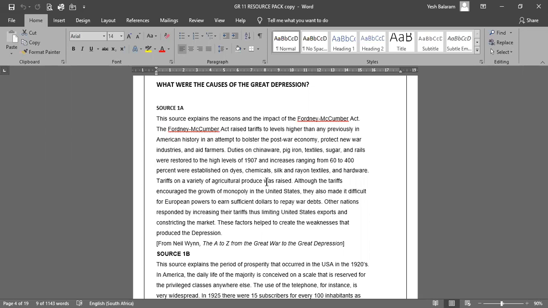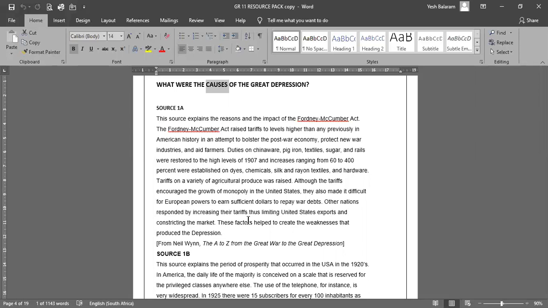As you can see on the screen, there is a key question there related to the Great Depression. It says, what were the causes of the Great Depression? And if you recall, we said, whenever we look at causes, we are looking for the reasons or asking the question, why did something happen? Or what led to a particular event taking place? So let's look at the first source.